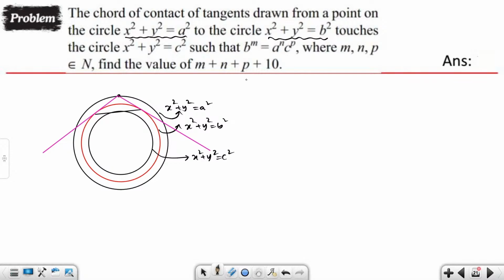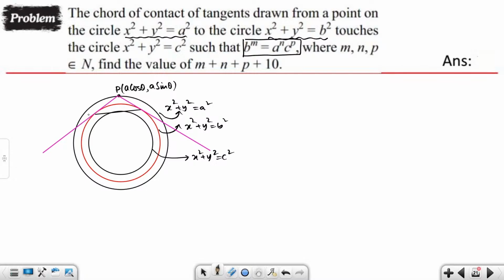Okay. Now they have said a relation is given to you. From there you have to find out what is your m, n and p, that is the exponents of b, a and c respectively. Okay. So first let us solve this. Now let us say the point P is any point on the circle x square plus y square equals a square. Let me say this point P is a cos theta comma a sin theta, because this is any point on this circle. Now from this point P you have drawn two tangents.